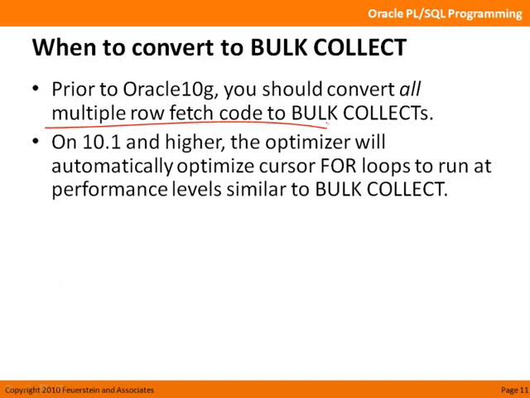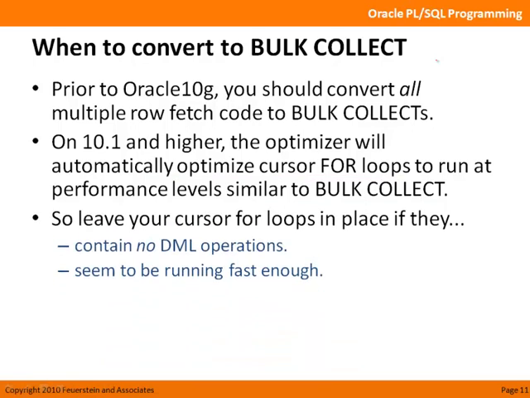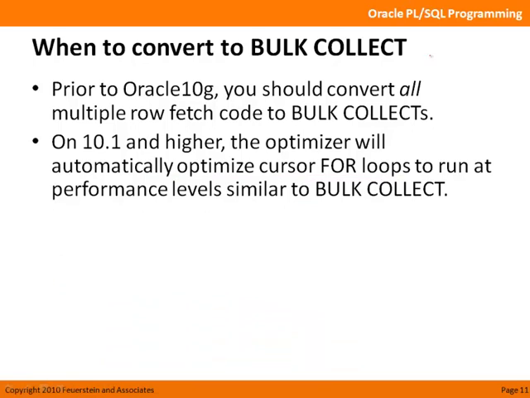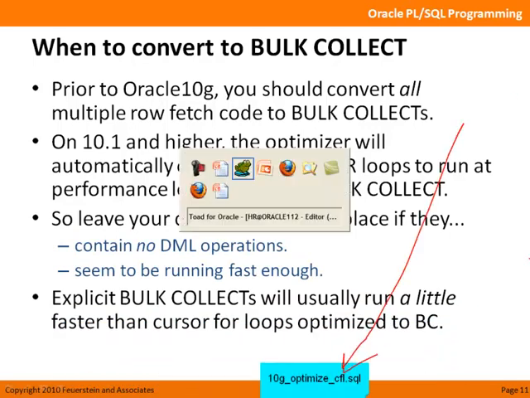But the really cool thing is that in Oracle 10.1 and higher, the compiler now comes with an automatic optimization process, and what it will do is automatically optimize cursor FOR loops to run at a performance level similar to bulk collect. It's not actually the same thing as bulk collect. It's in C code, but it has the same effect on performance. So the bottom line, well, in fact, let me demonstrate this to you before I go further. We'll take a look at the 10G optimize CFL script.